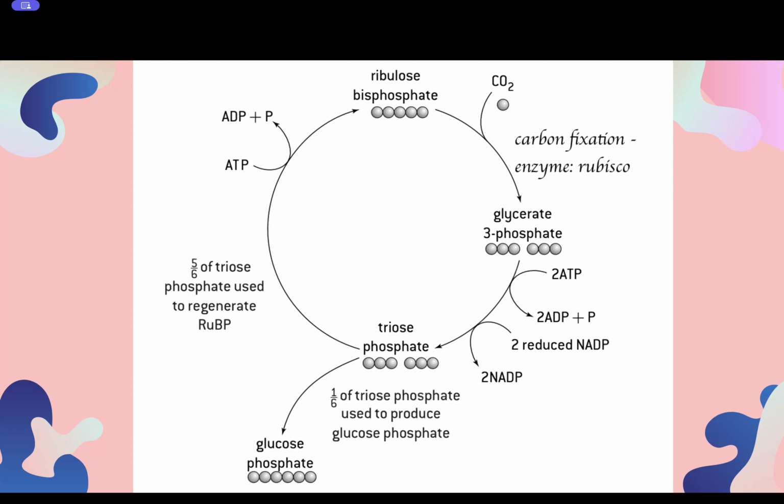So 1/6 of the triose phosphate is what's used to produce glucose phosphate. Basically, two triose phosphates, when they are linked together, create glucose phosphate, but only 1/6 of all the triose phosphate that's created is used to produce the glucose phosphate. 5 out of 6 of those are used to regenerate RuBP by breaking down ATP into ADP again.